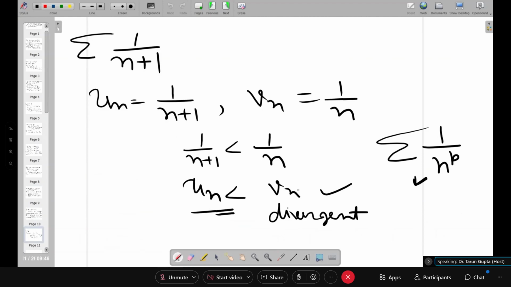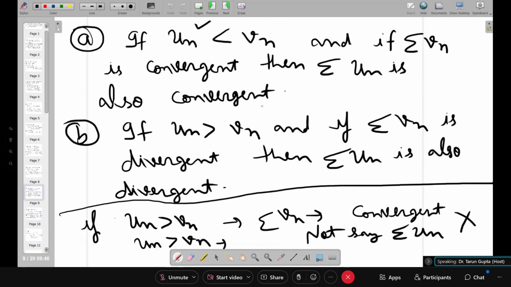Here in this case you can apply the limit comparison test. Here you can take 1 by n, then take the limit of un upon vn, then vn is the divergent series, so un is also divergent. Limit comparison you can apply, but direct comparison you cannot apply. So this thing you have to understand.